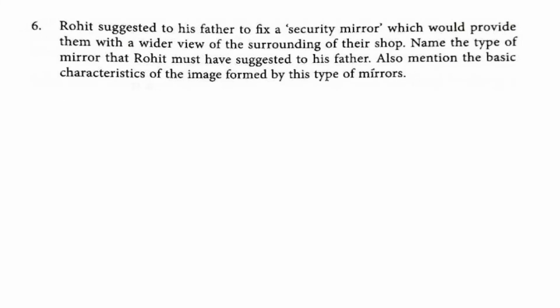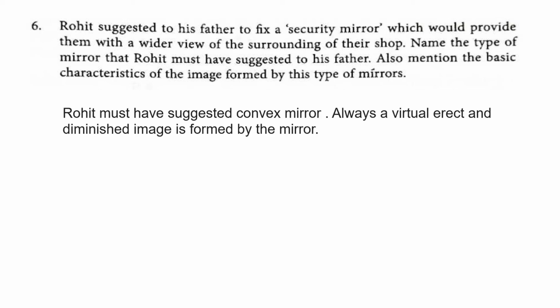Coming to the sixth question. Rohit suggested to his father to fix a security mirror which would provide them with a wider view of the surroundings of their shop. Name the type of the mirror that Rohit must have suggested to his father. Also mention the basic characteristics of the image formed by this type of mirrors. So what Rohit must have suggested to his father? That is, what type of mirror it is? Yes, Rohit must have suggested convex mirror.